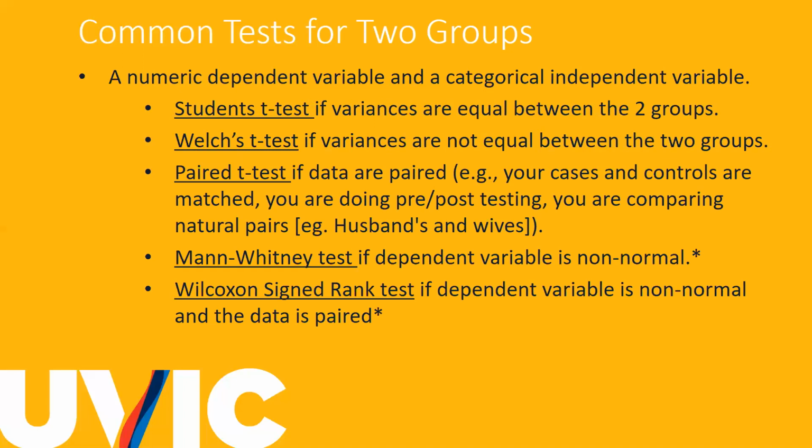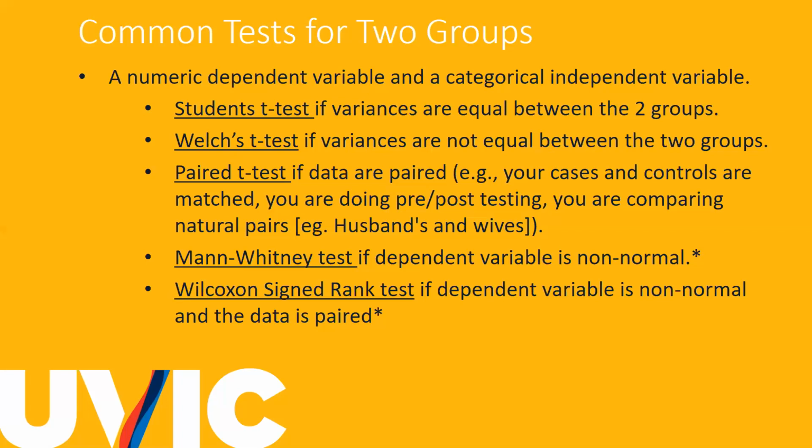And then if you're doing a numeric dependent variable, so again, something like number of cigarettes smoked, and a categorical independent variable, like whether or not they participated in your intervention. So you're saying, if they participated in our intervention, did they smoke fewer cigarettes? To do that, you would use a Student's t-test if the variances are equal. And variance, remember from the textbook, is kind of the distribution of number of cigarettes smoked.